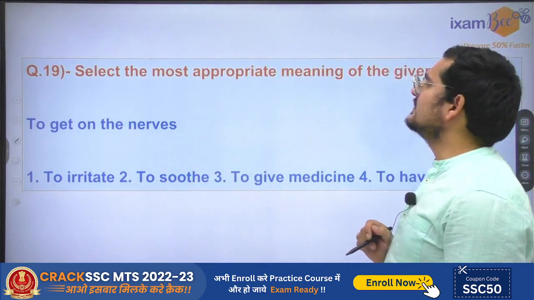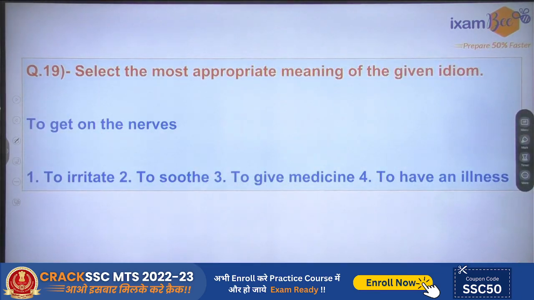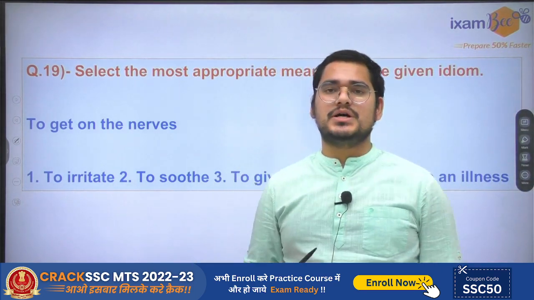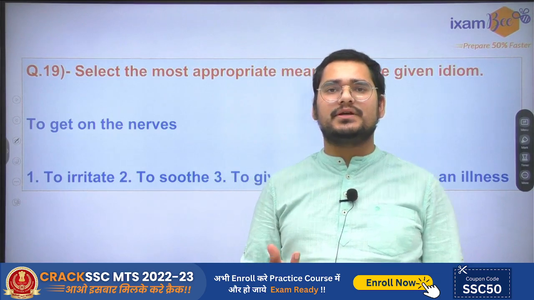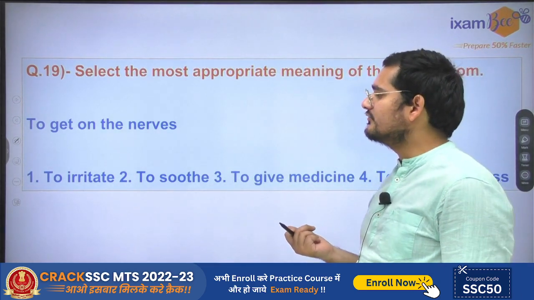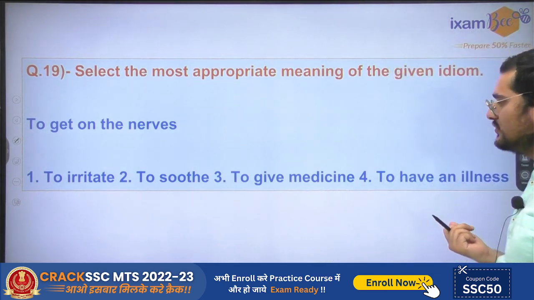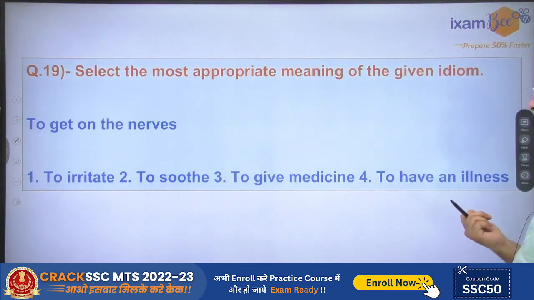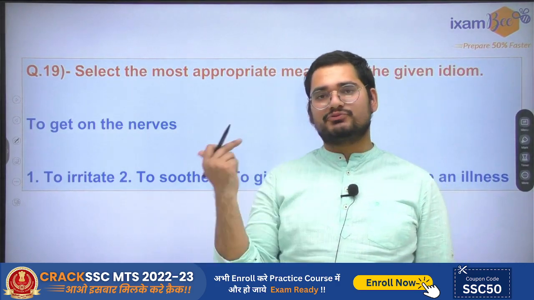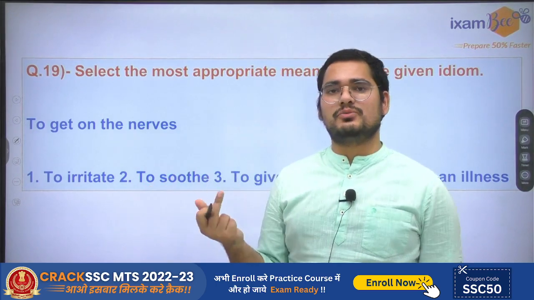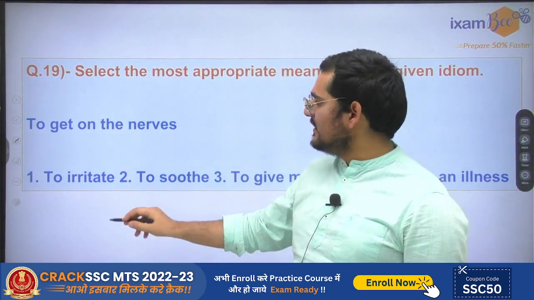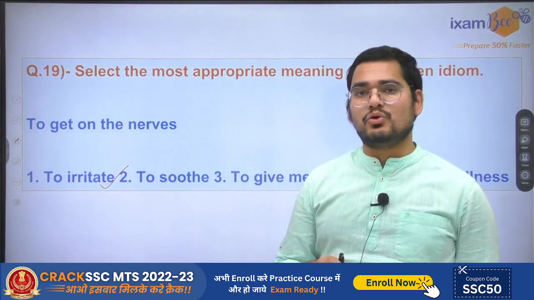19th, select the most appropriate meaning of the given idiom. Now once again we get another idiom. To get on the nerves, you might have heard about this idiom, very often people use it. To irritate, to soothe, to give medicine, to have an illness. To get on the nerves means, there's one more idiom that's almost the same. It is called to get under someone's skin, right? So this means to irritate someone or to annoy someone.